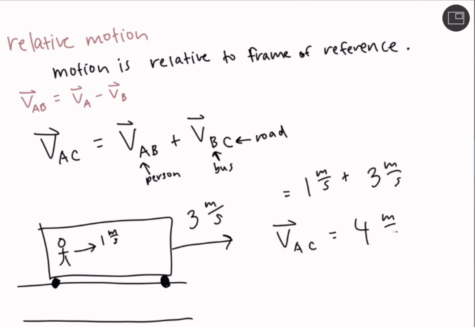4 meters per second. Now, of course, you're probably not going to get a problem this easy on the actual AP exam, but this will probably help you understand the concept better.